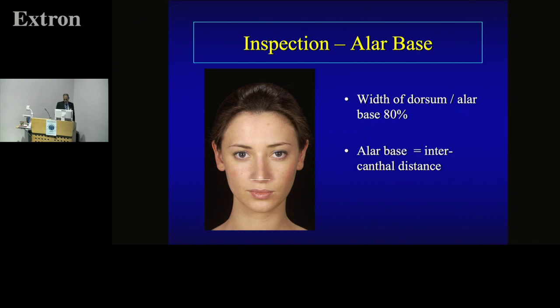Alar base. The alar base is important because a lot of patients nowadays come to me and say, doctor, this is too wide. Realistically, the width here should be 80% of the width of the dorsum, but the easiest way is it should be equal to the intercanthal distance. If slightly bigger, yes, okay. If it's much bigger than that, it's probably big. But you can measure that in the clinic easily and show the patient as well, because a lot of them say, I want these to be reduced.